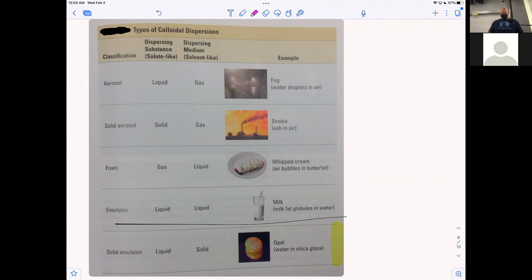Foam is when you have a gas dispersed in a liquid, and whipped cream is an example of foam. If you've ever actually made whipped cream by hand, I made it once, and I will never do it again.